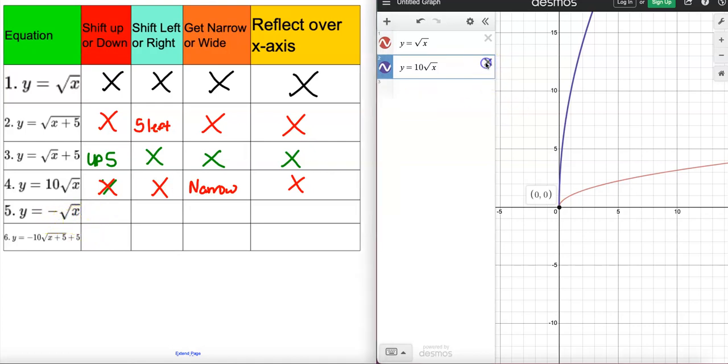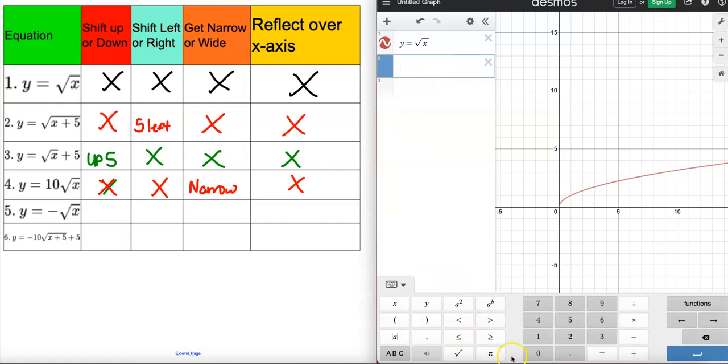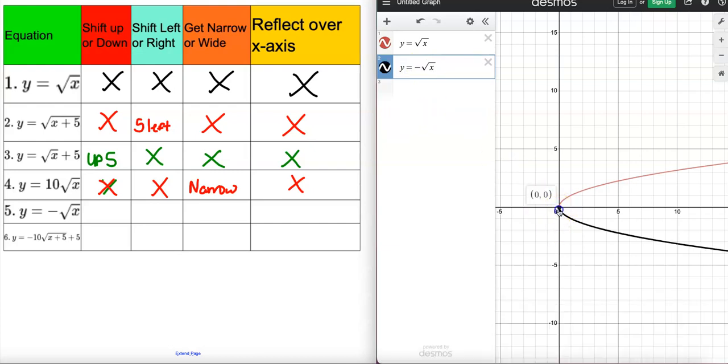All right, so now let's take a look at this. Now we're going to compare y equals the square root of x, and I forgot that negative in front of that x. So y equals negative square root of x. Whoa, what do you think happened? Looks like it didn't shift up or down. It didn't shift left or right. Looks like it's about the same size.